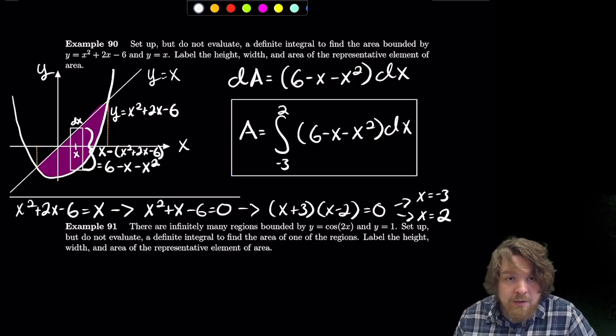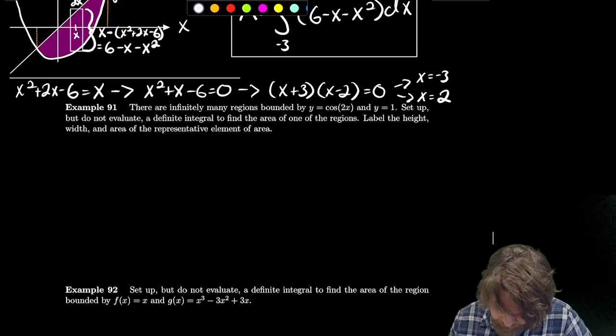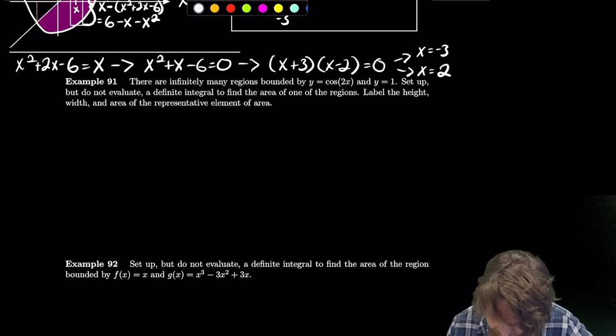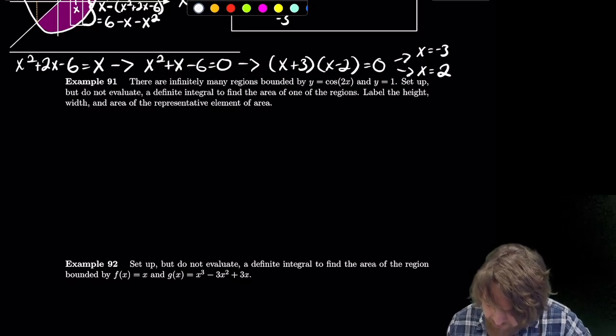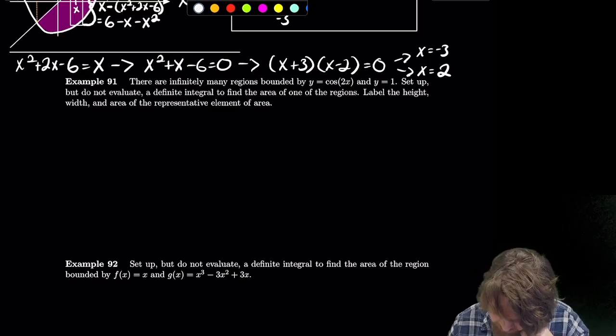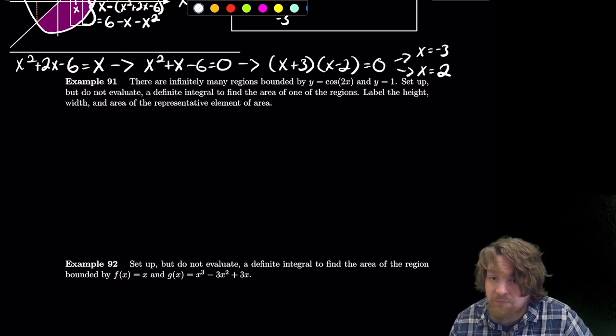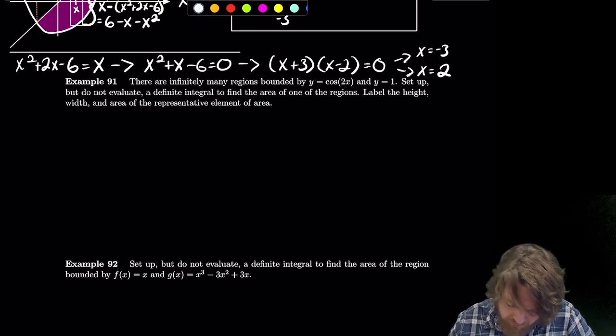All right, let's go ahead and move on to example 91. Example 91 says there are infinitely many regions bounded by y equals cosine of 2x and y equals 1. We want to set up, but not evaluate, a definite integral to find the area of one of these regions. We want to go through and label the height, width, and the area of the representative element of area. So similar instructions to the previous problem.